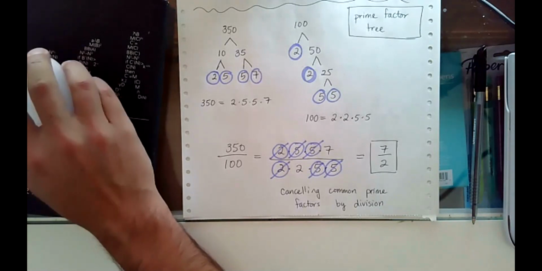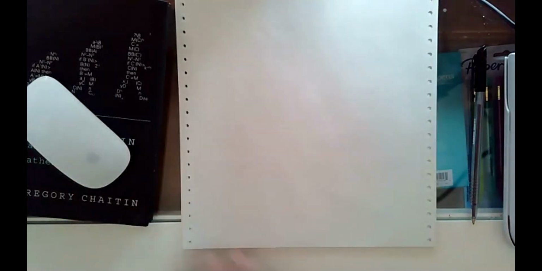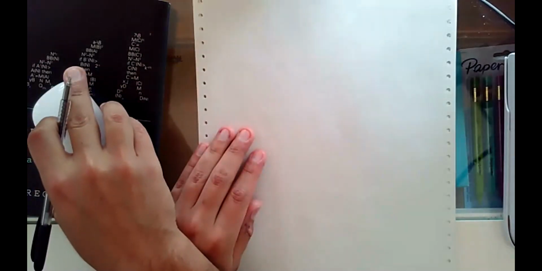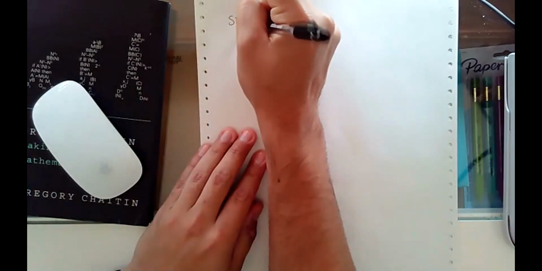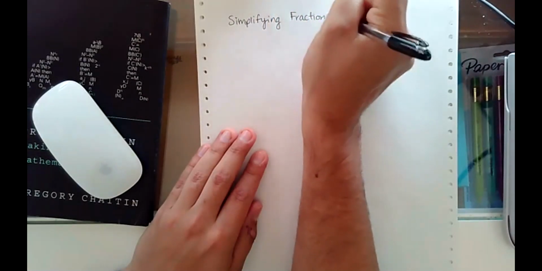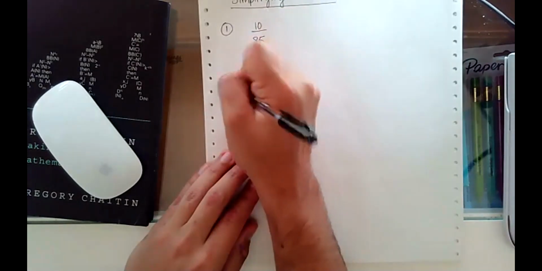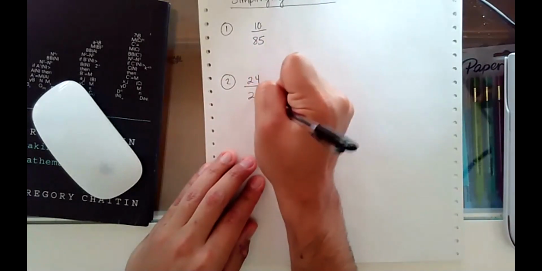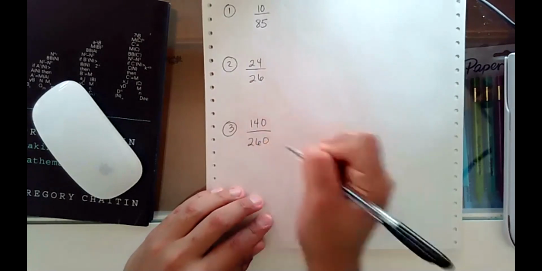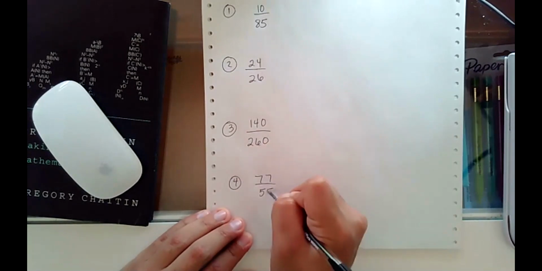Okay, so let me throw some problems at you guys, and we'll do them all together. I won't throw you guys into breakout rooms, just so that we can get used to simplifying the fractions. 10 over 85, 24 over 26, 140 over 260, 77 over 55.